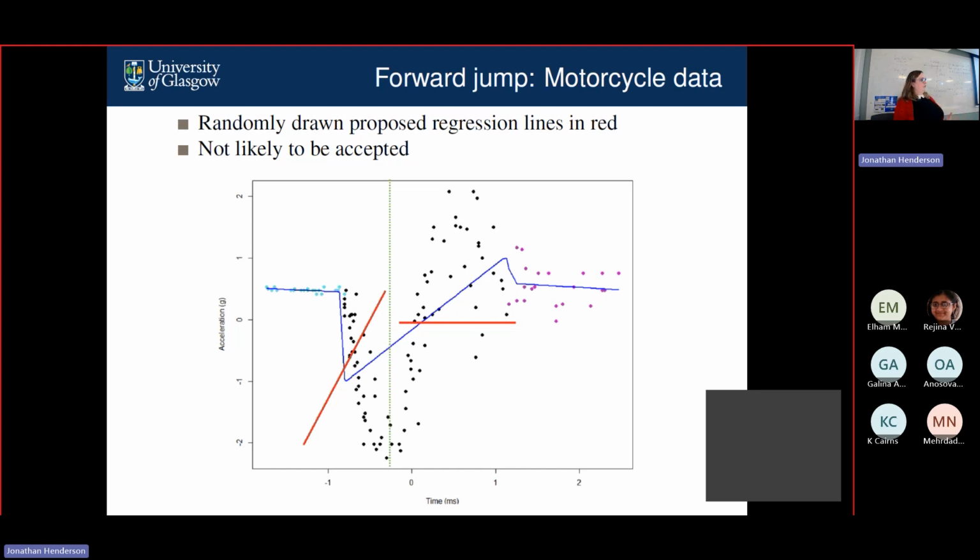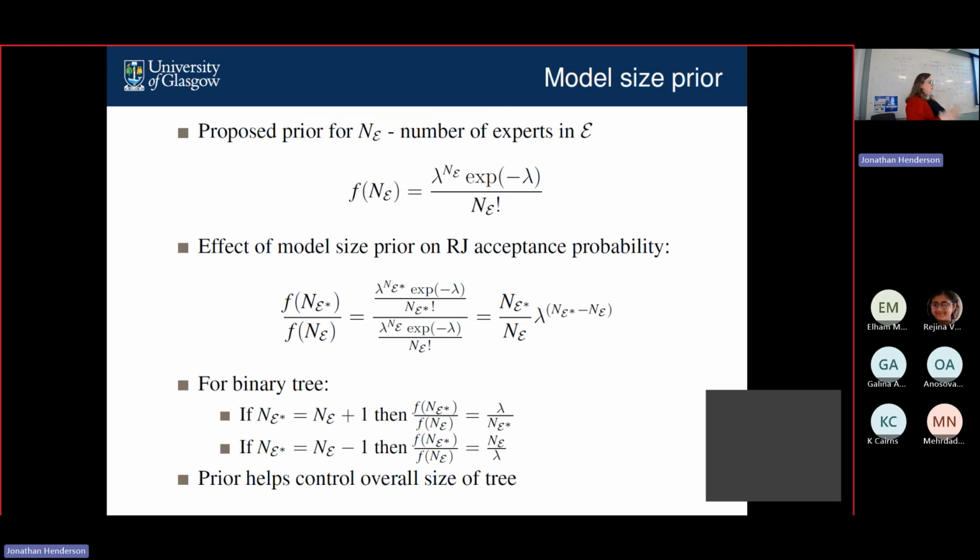So this is where the problem comes in with reversible jump Markov chain Monte Carlo. If you approach it really naively and just do random stuff, your acceptance rate is going to be really bad. And I'm not kidding, I'll show you an example later. So we need to set up some sensible ways of doing this.